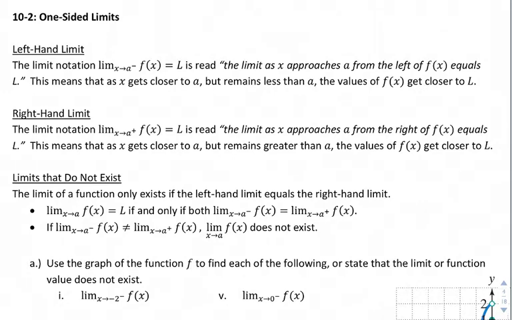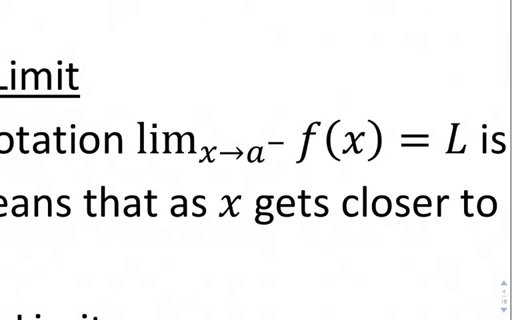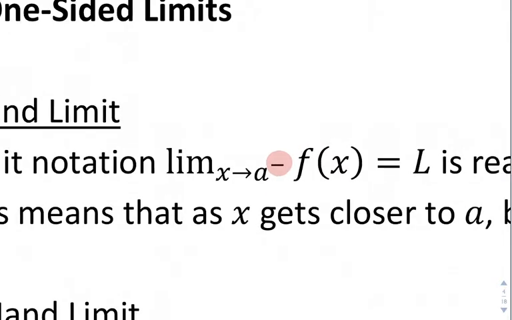Today is all about one-sided limits. So we're going to use graphs and look at limits as they approach from the left side and the right side. A left-hand limit is a limit where the negative sign is up in the exponent and it's after the x value. So it will say like as x approaches 2 and then have a negative up in the exponent. That means from the left-hand side.